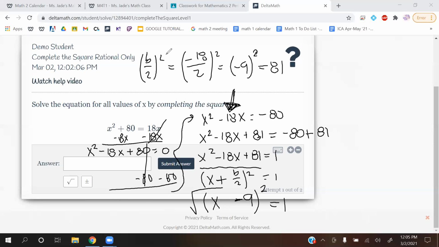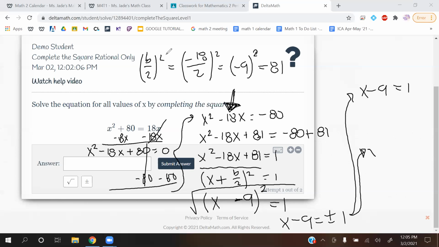We are going to square root everything. So square root both sides. That cancels out. We get x minus 9 equals plus or minus. And what is the square root of 1? It's just 1. So x minus 9 is equal to plus or minus 1. Remember, that means there are two solutions. Your first one is x minus 9 equals 1. Your second comes from x minus 9 equals negative 1. Remember, two solutions. The plus or minus means two solutions.